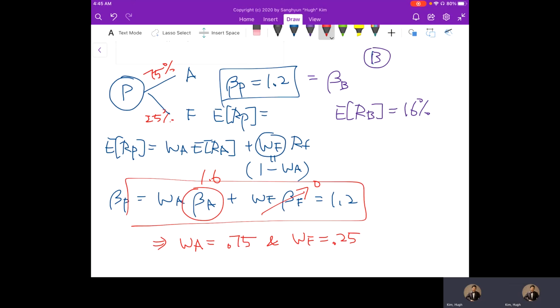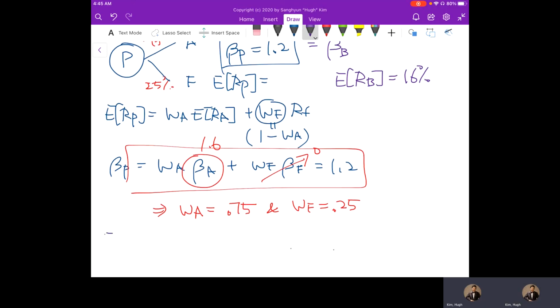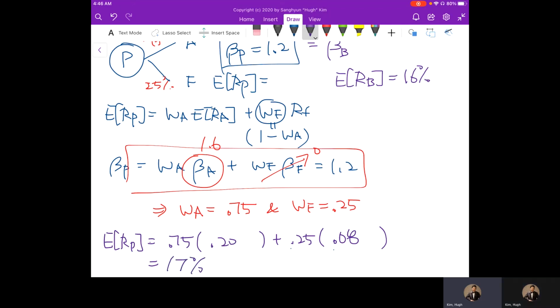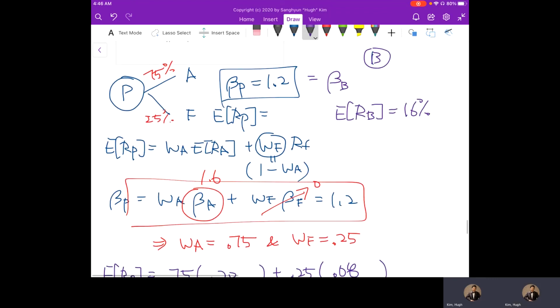Then we can find the expected return on the portfolio. So expected return is just a weighted average of the expected returns on individual assets. So expected return on the asset A is 20%, and the risk-free rate is 0.08. So this is equal to 17%. So let's go up here.